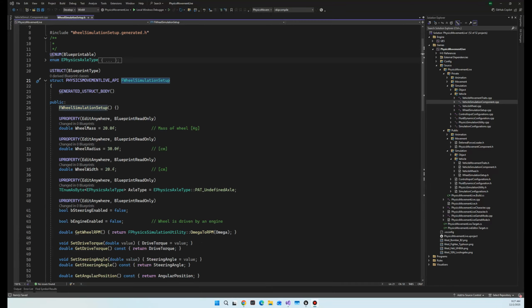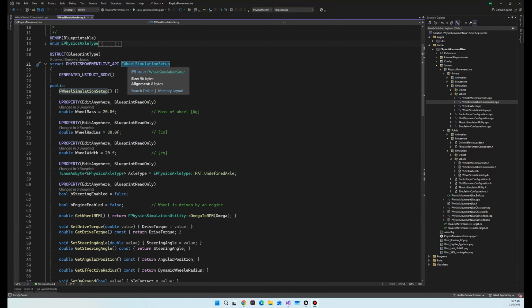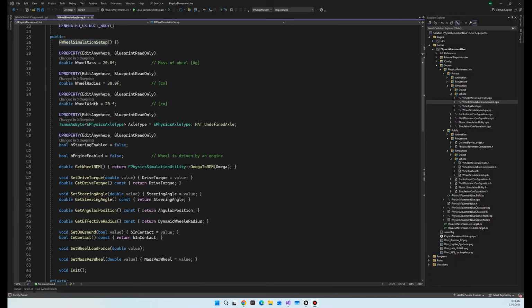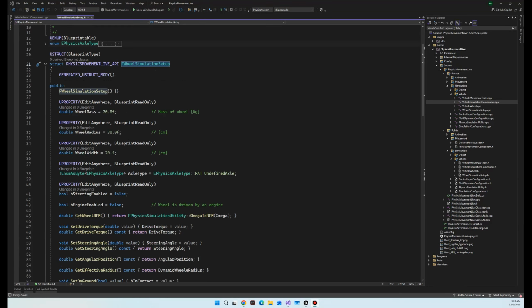Okay, so I think the best place to get started is within our wheel simulation setup. As you can see, we've been working on this for a little bit. As we've been going through a lot of the other systems, they all seem to want to come back into our wheel, which is where we want all of the simulation magic to happen.